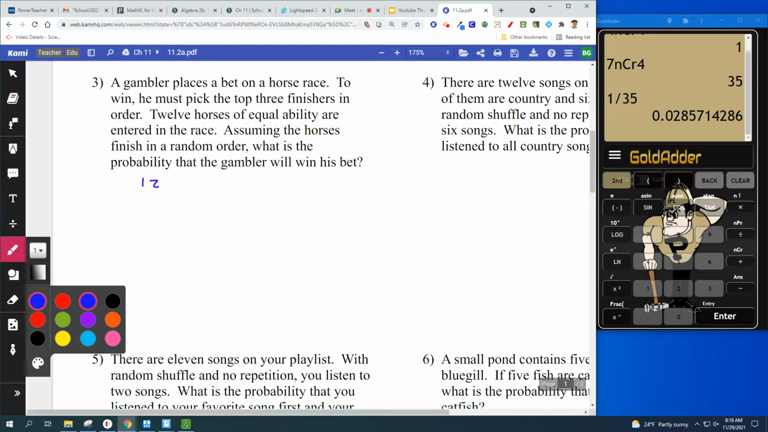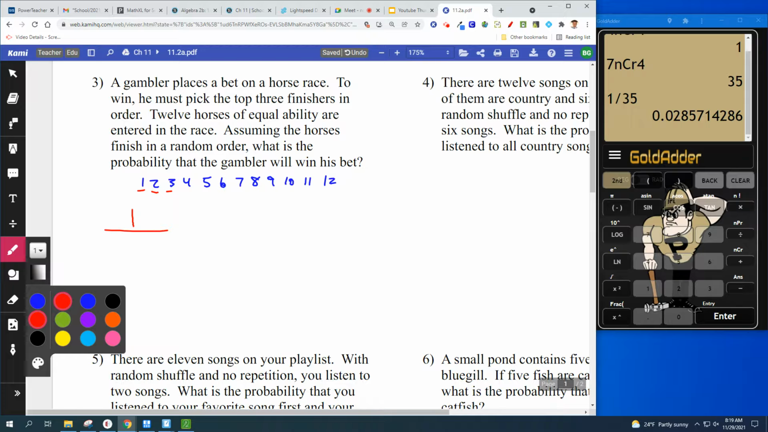So we've got 1, 2, 3, 4, 5, 6, 7, 8, 9, 10, 11, 12. Let's say that's the order that they finish in. And we're talking about the top 3. So we want to look at the way he's picking the top 3 finishers out of 12. So probability is going to be part over total. And again, there's only one way. It won't always be just 1 on the top, by the way. But in this case, there's only one way of picking the 3 top finishers in order.